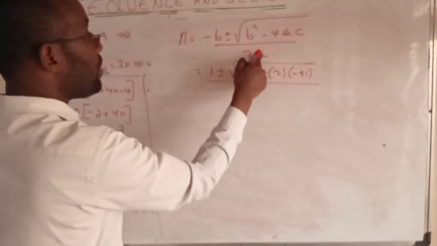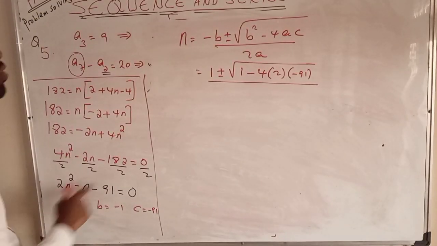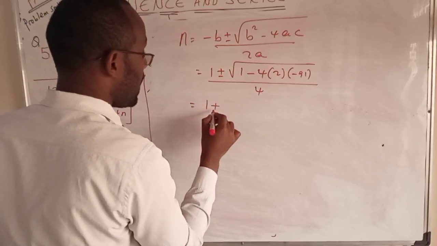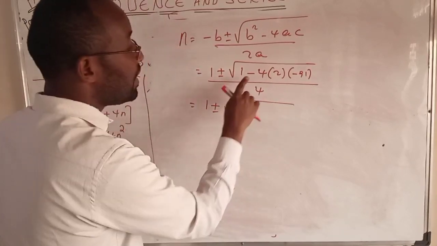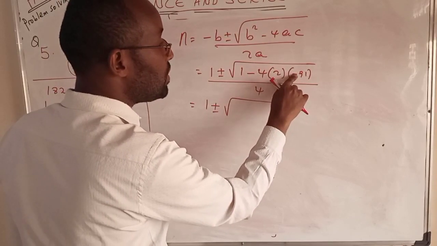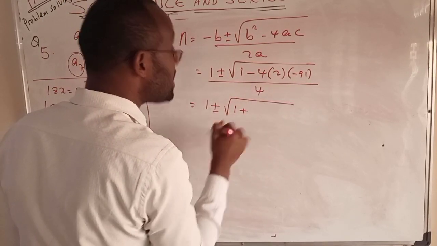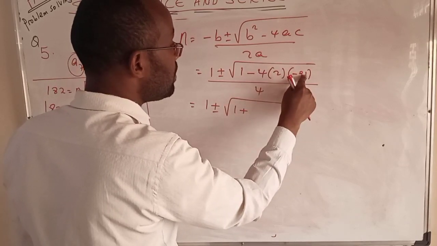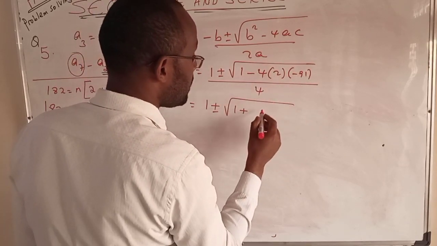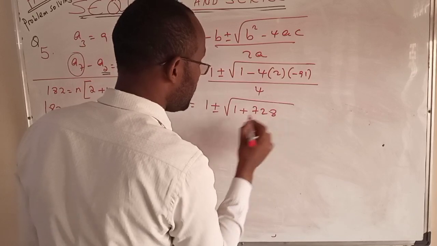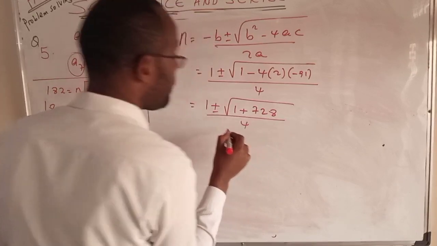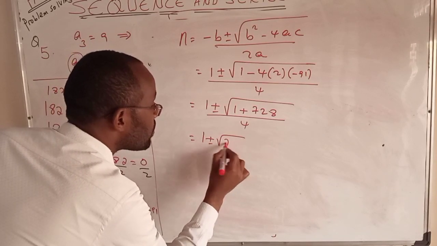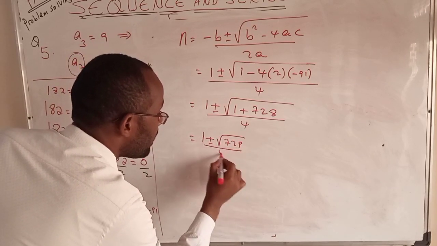Divided by 2 times a. Our value of a is 2, so 2 times 2 is 4. Now you get 1 plus or minus the square root of... here, negative times negative becomes positive, so we'll have 1 plus 4 times 2 is 8. 8 times 91, so you'll get, I think, 728 divided by 4. Now this equals 1 plus or minus the square root of 729 divided by 4.